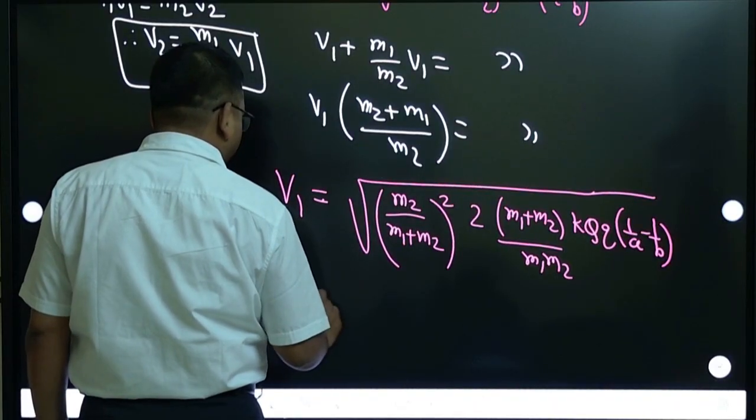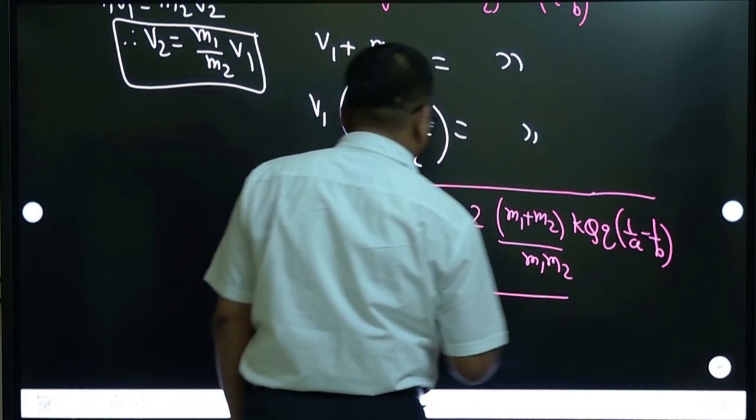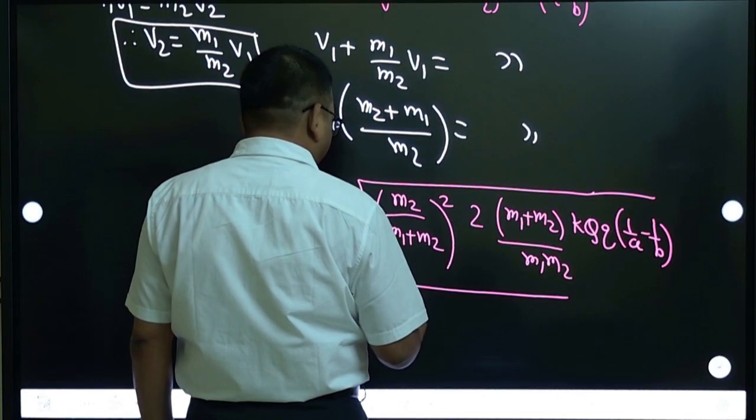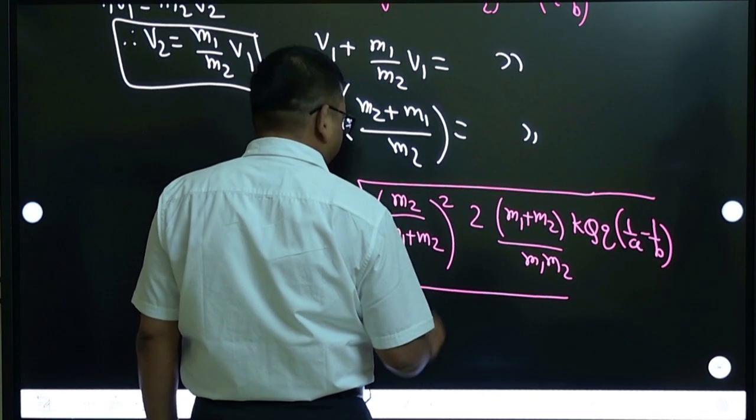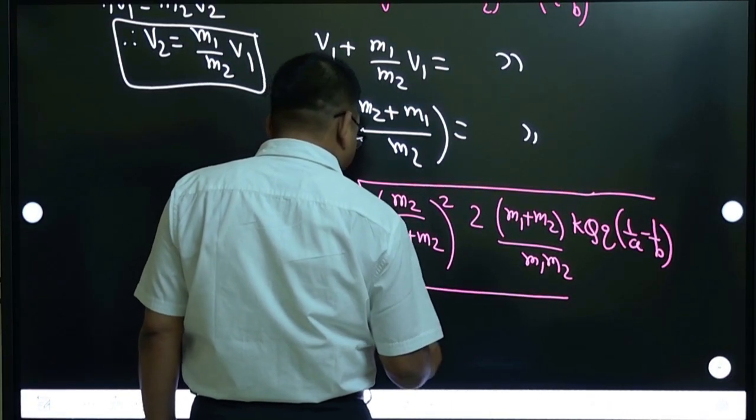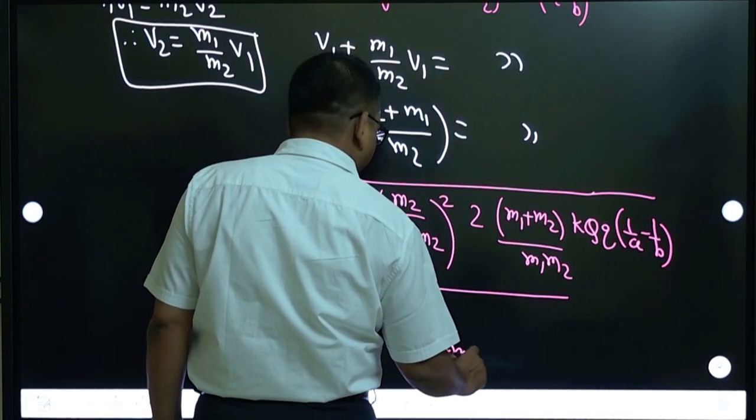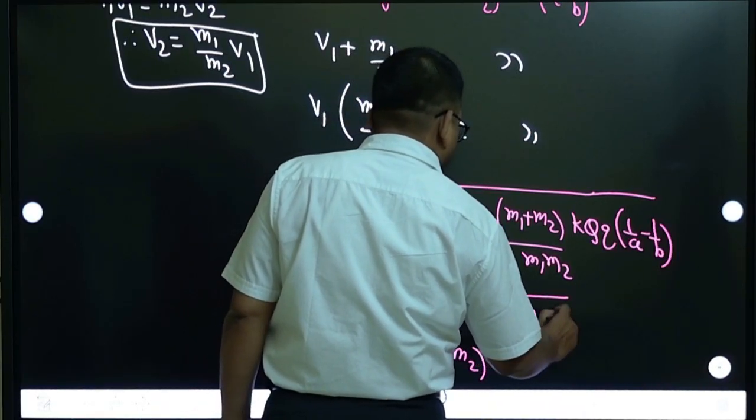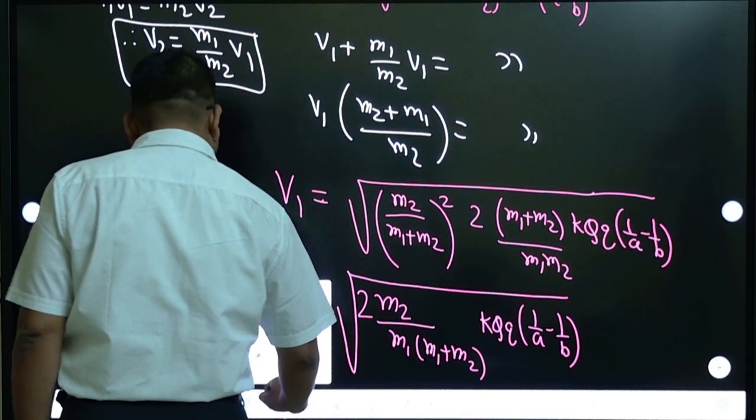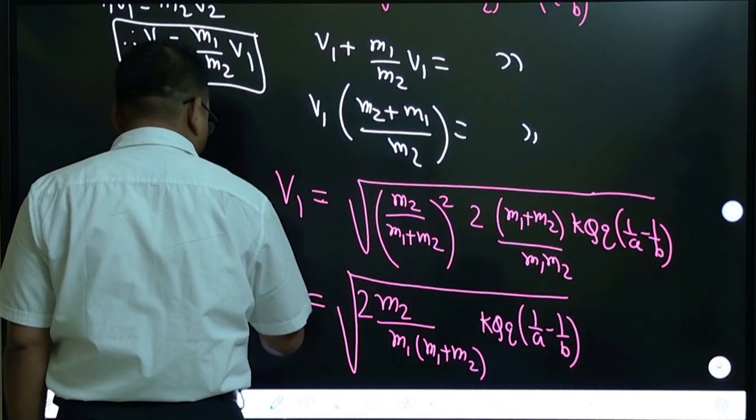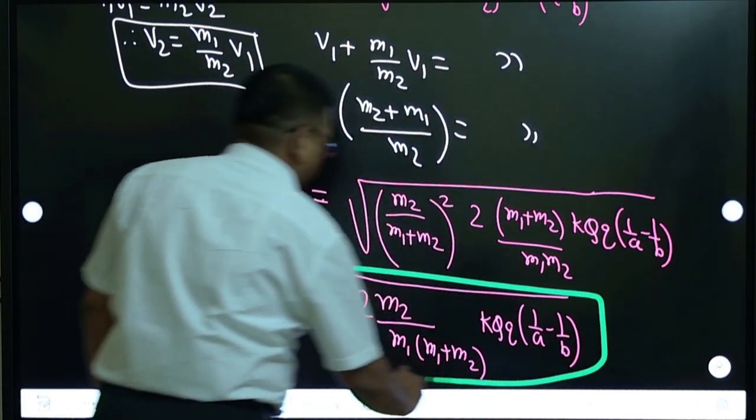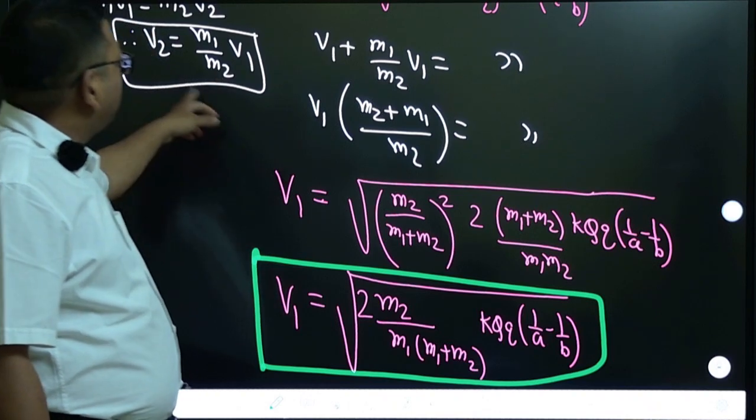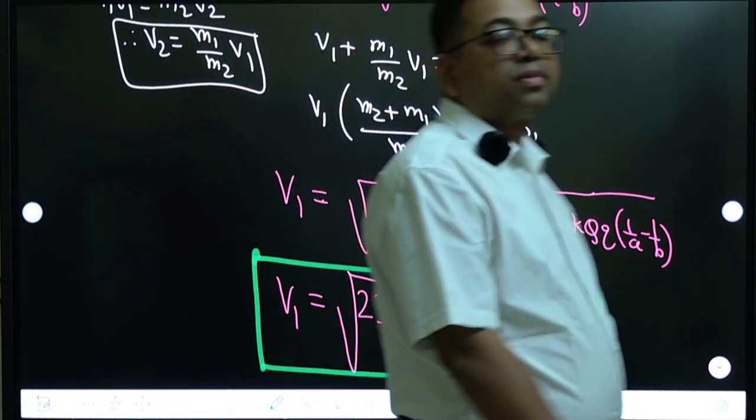So V1 is equal to root under. This one M2 got cancelled, right? So you got M2 divided by M1. One M1 plus M2 also get cancelled. So M1 plus M2. That's all. KQQ 1 by A minus 1 by B. Clear? This is speed V1 of the first body, and then V1 you can substitute here, you can get V2. Clear? Yes.